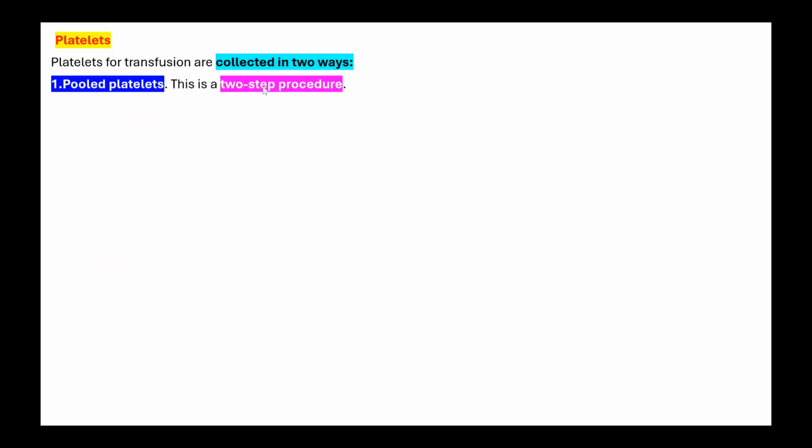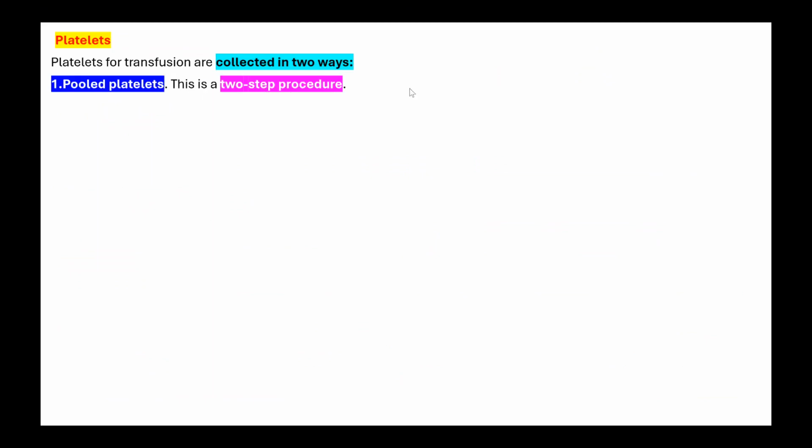Next comes the platelets, which are commonly used in patients who have a deficiency in the number of platelets or where the functioning of platelets is deranged. In both indications you can give platelets. So platelet transfusion is collected in two ways. One is called the pooled platelets.